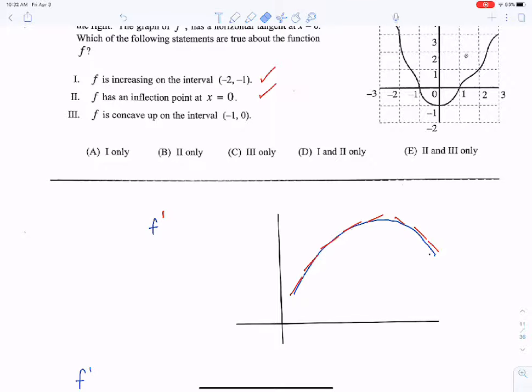Correct. So the question is, negative slopes of the tangent line to the derivative equals concave down. Correct. If you're looking at the derivative function and you look at the slope of the tangent line, at that point you're talking about the second derivative. Correct.